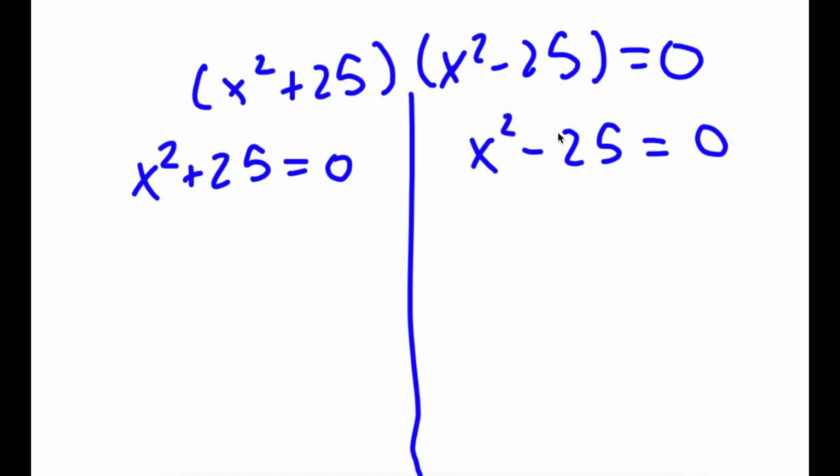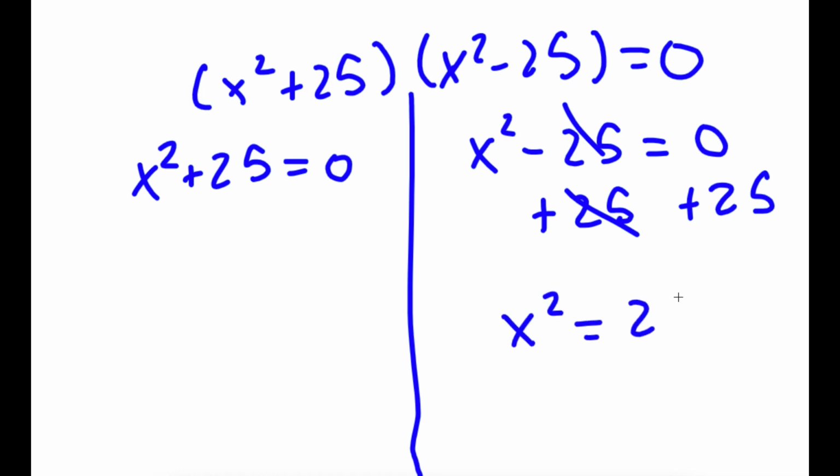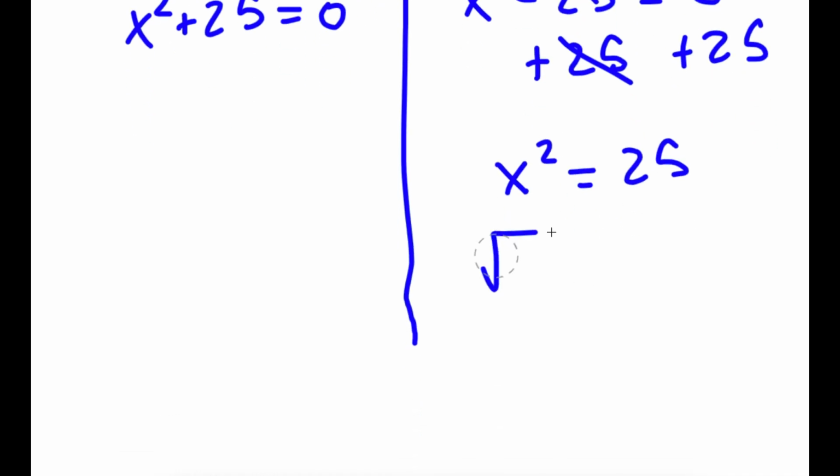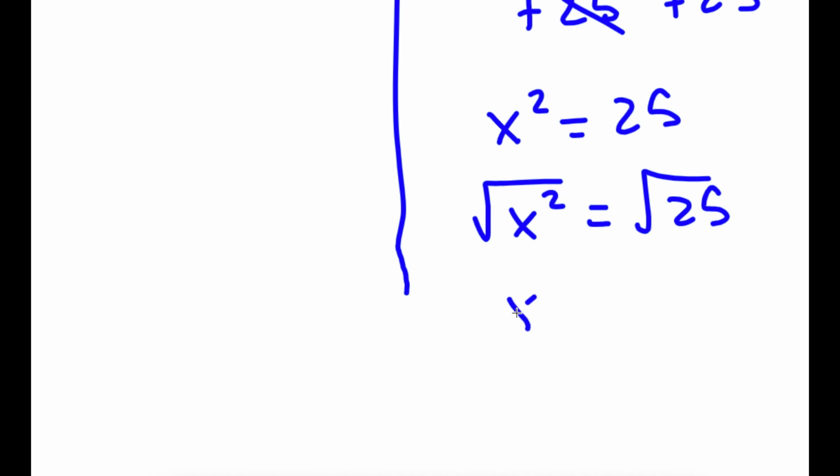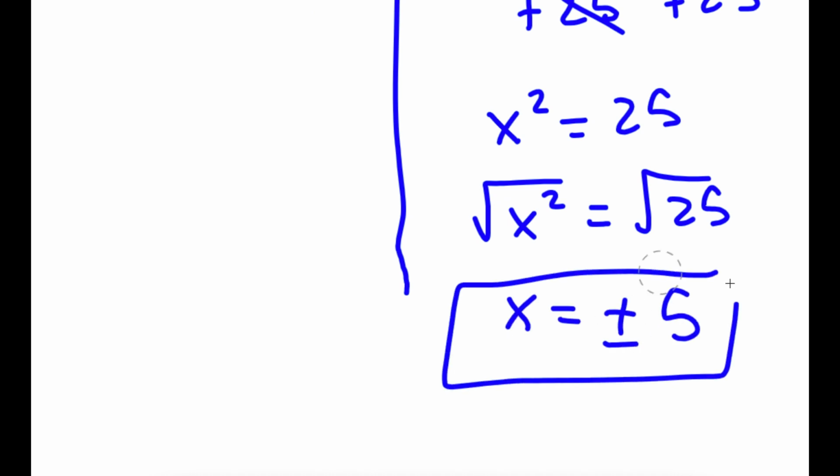So let's first start with x squared minus 25 is equal to 0. So to solve this, I'm going to first add 25 on both sides. So then these two cancel out, and I have x squared is equal to 25. Now I'm going to take the square root on both sides. Square root of x squared, that's simply equal to x. So I have x is equal to positive or negative 5. So these are two solutions of x.